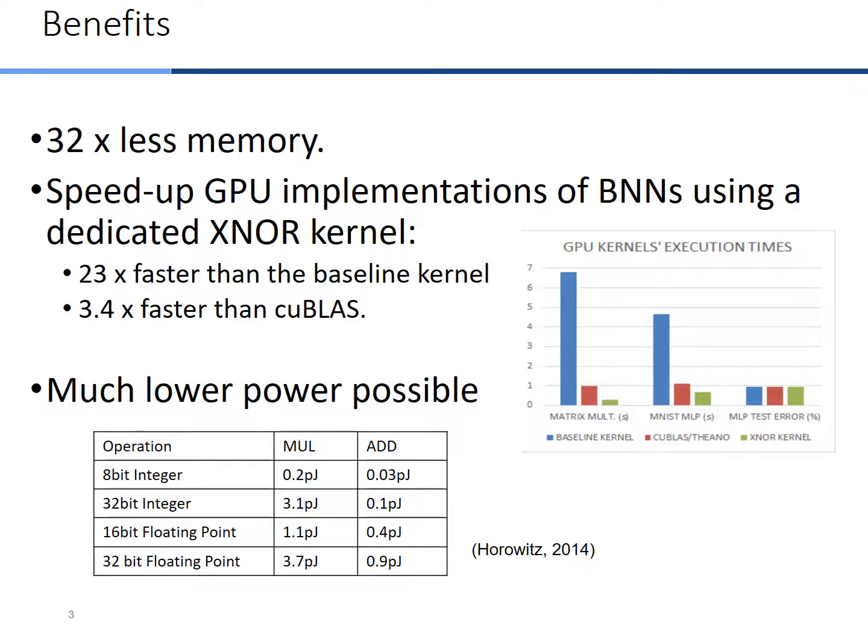Viewing the Horowitz power demands table, we can see that by using only 8-bit additions, we can reduce power consumption by 2 orders of magnitude. Therefore, with 1 bit, we can reduce it even further.